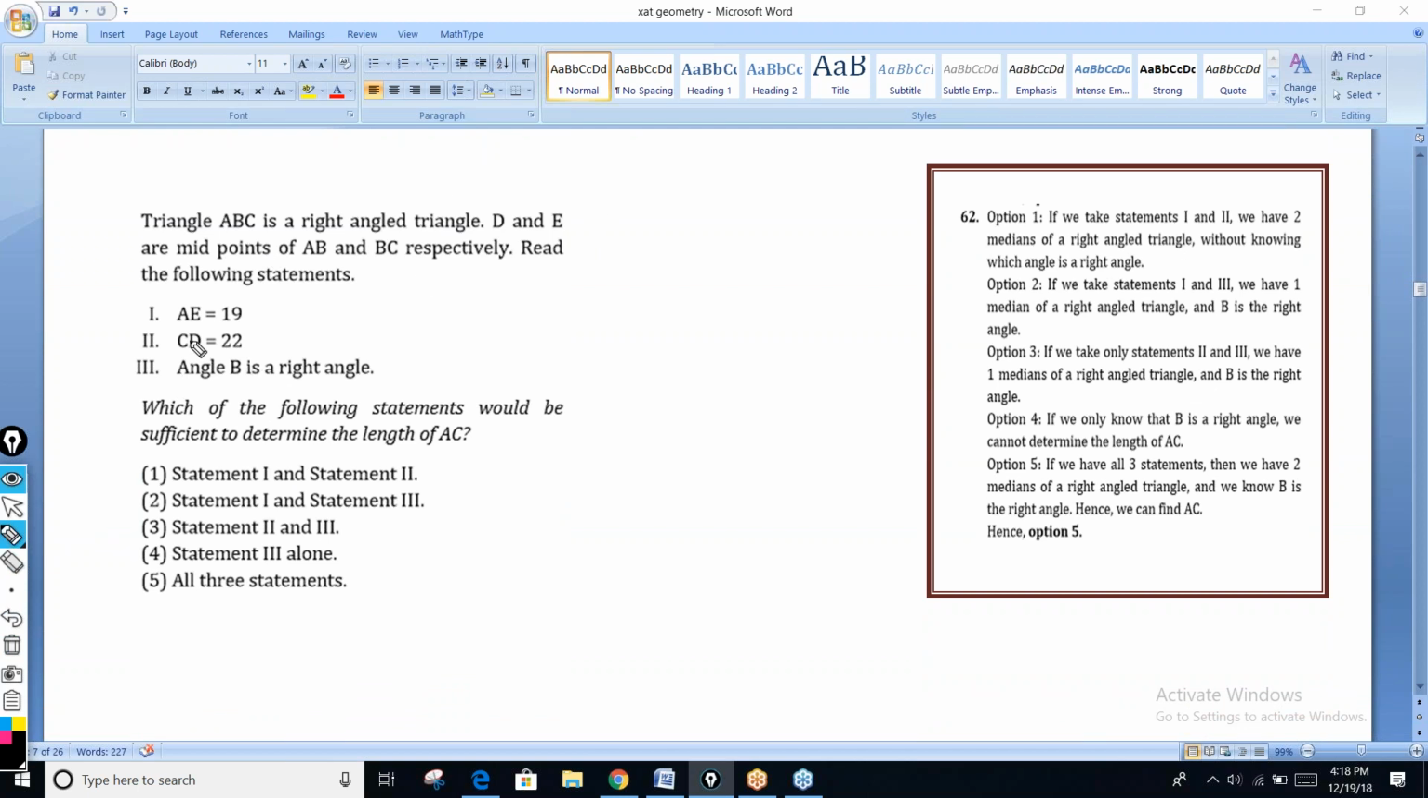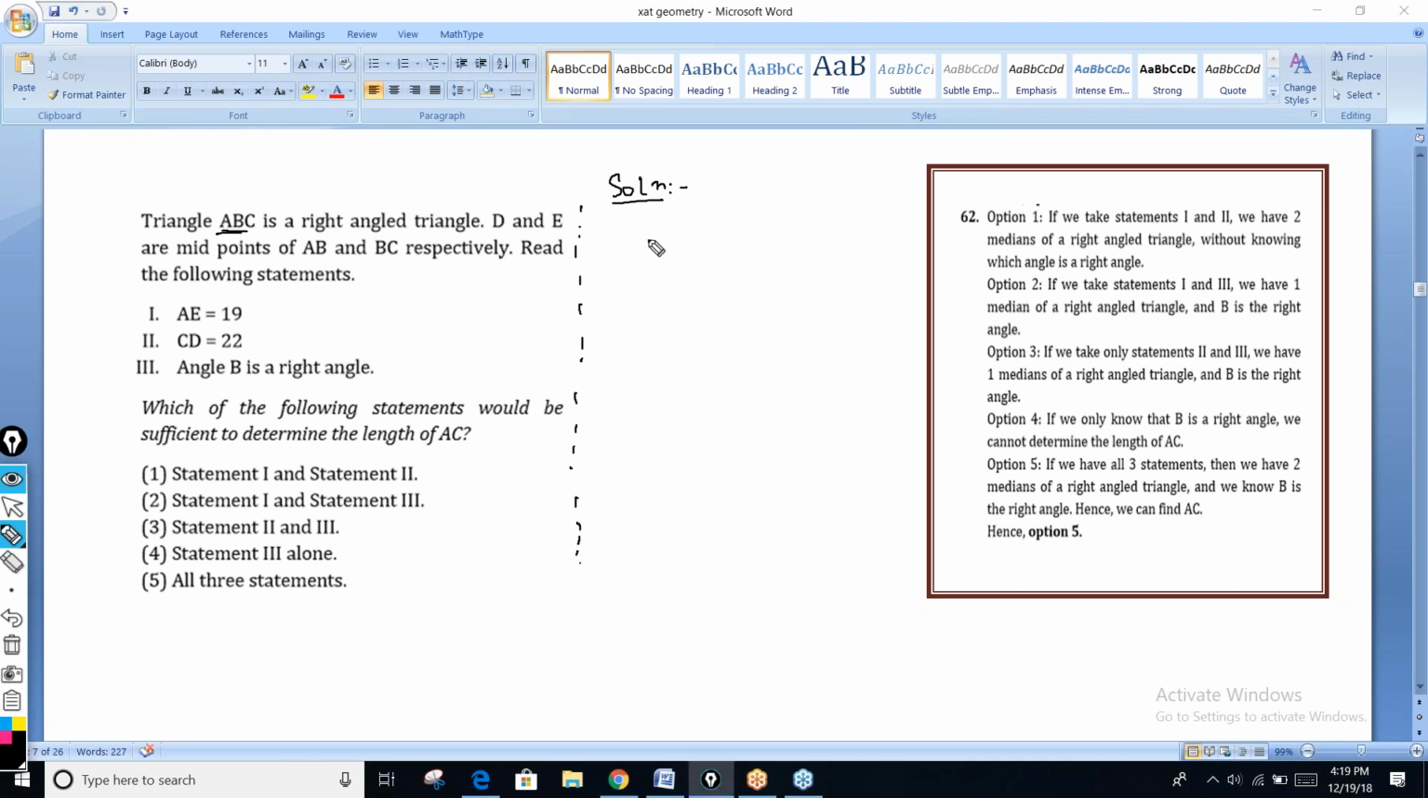Now this kind of question, I think appearing, one or two statements will be given, and you have to find out which statement is sufficient to answer the question, right? So triangle ABC is a right angle triangle. D and E are the midpoints of AB and BC respectively. Read the following statement. Now in this question, the tricky part is that you do not know which angle is the right angle.